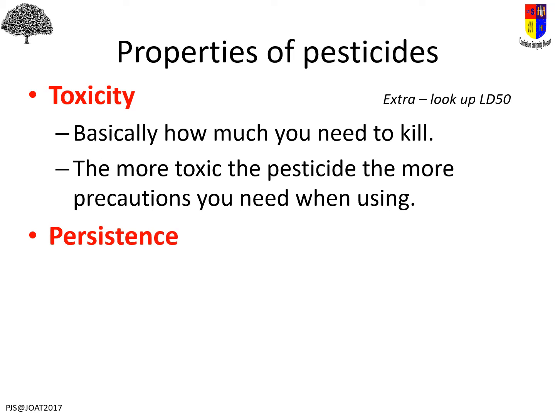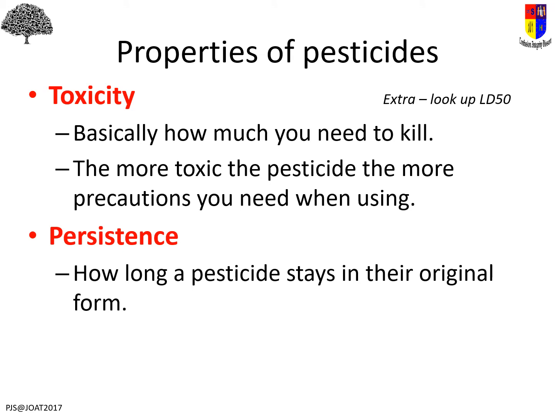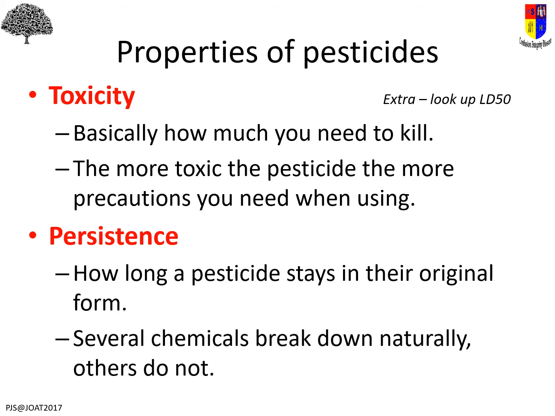And then we've got another one called persistence. Persistence is how long it stays in the original form you put it on. So if you spray with this particular chemical, how long is that chemical there for? Another extra thing you could look up is biotransformation, which is quite interesting, about what can happen with certain chemicals. Quite a lot of chemicals break down naturally, that would be biodegradable ones, but some don't. So you may have ones that can hang about for quite some time.